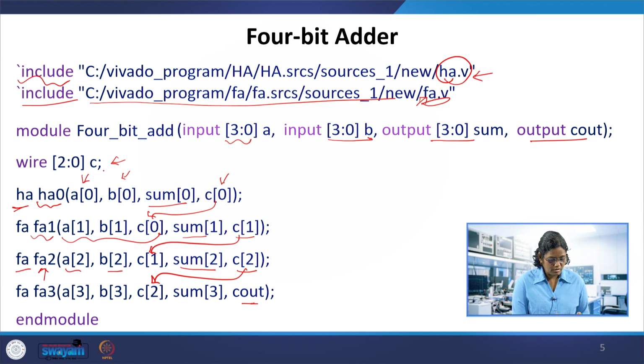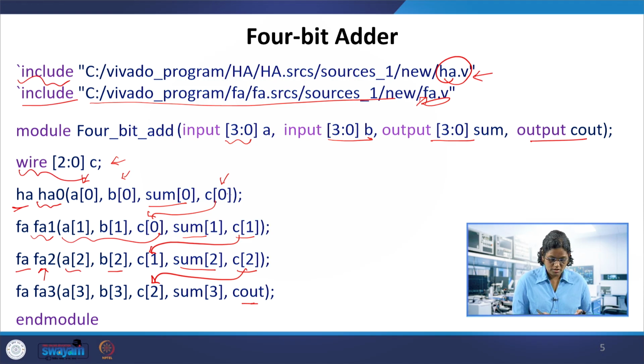Now we can see the wire C declaration. Wire C is 0, 1, 2. There are 3 bits, so these 3 bits are combined and declared as C. C of 0 is a wire connecting the first half adder's output carry to the next full adder input. Similarly, C1 connects the first full adder's output to the next full adder, and C2 connects the second one to the third. So this needs to be declared as wires, like in the structural model.